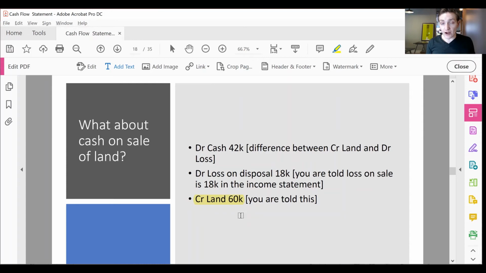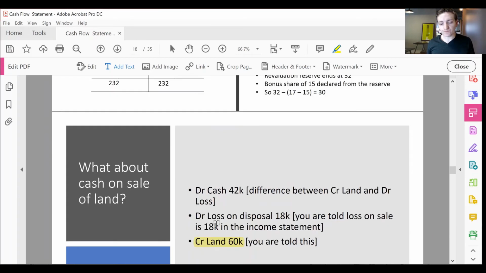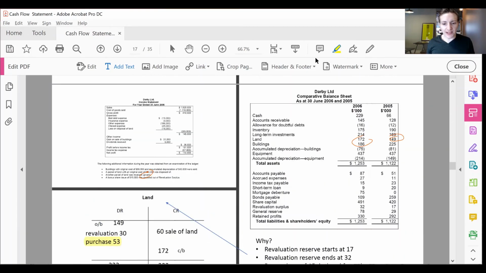Now, what else will we have? Well, when we're selling land, we can either get a gain on disposal or a loss on disposal. So let's hunt down whether we got a gain or a loss. If we go back up to the income statement here, what you will notice is that there was a loss on the sale of land of 18. You are explicitly told this in the income statement.